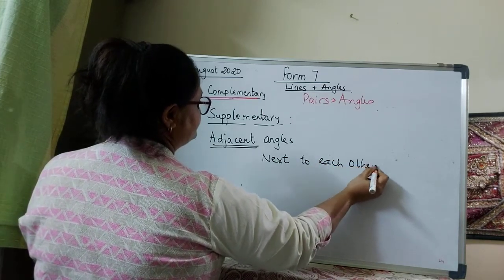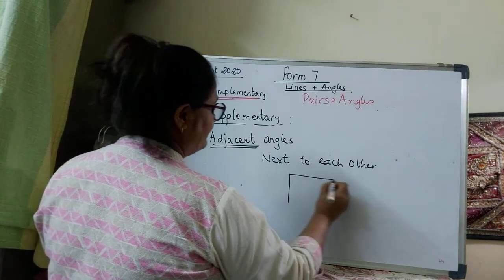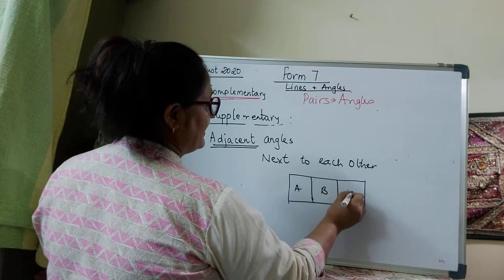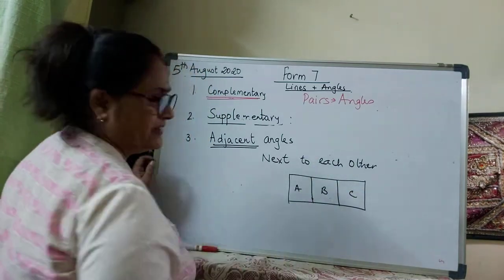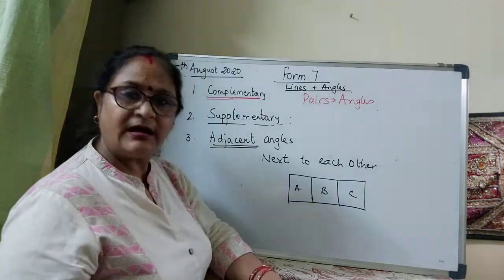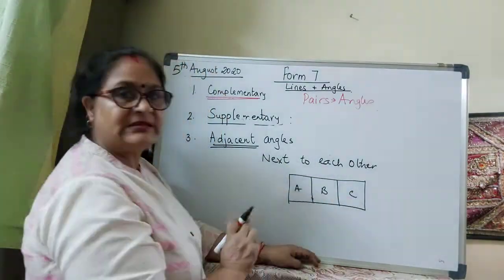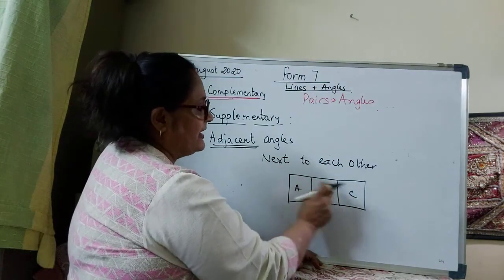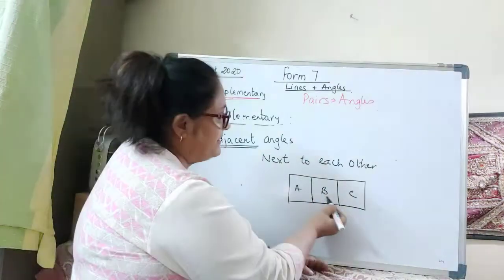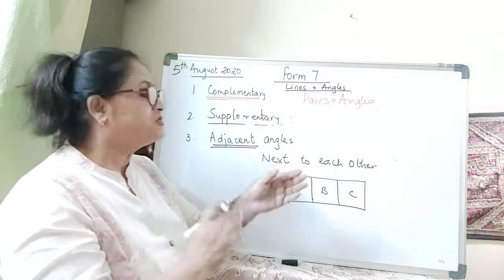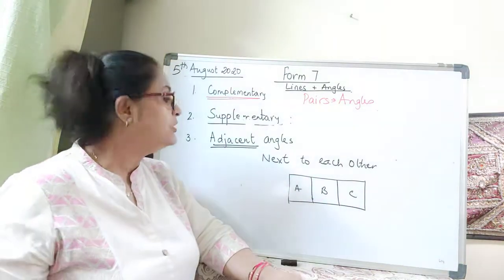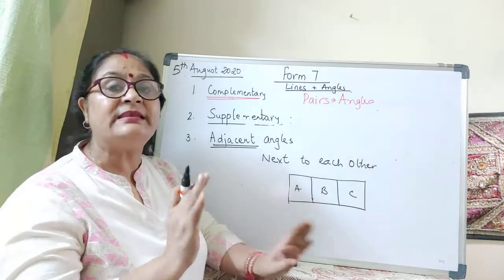Okay? For example, if I have a row out here, I have three persons sitting here, A, B and C. A is sitting next to B. So A and B are adjacent. Okay? B is sitting next to C. So B and C are adjacent. But A is not sitting next to C. So A and C are not adjacent. A and B are adjacent because they are next to each other. B and C are adjacent because they are next to each other. So if they are next to each other, then they are adjacent. So adjacent angles will also be next to each other.